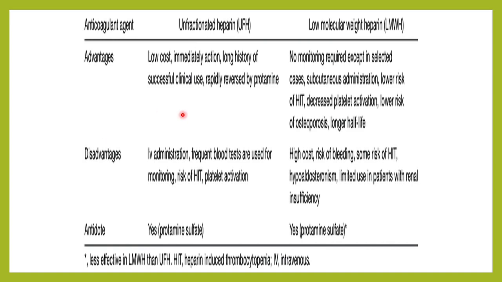What is the disadvantage of this unfractionated heparin? This has to be given only intravenously, so that is very cumbersome. We will have to monitor it rigorously, so frequent blood tests are required. There is an increased risk of developing heparin-induced thrombocytopenia. It can cause platelet activation. So that is the disadvantage of this UFH.